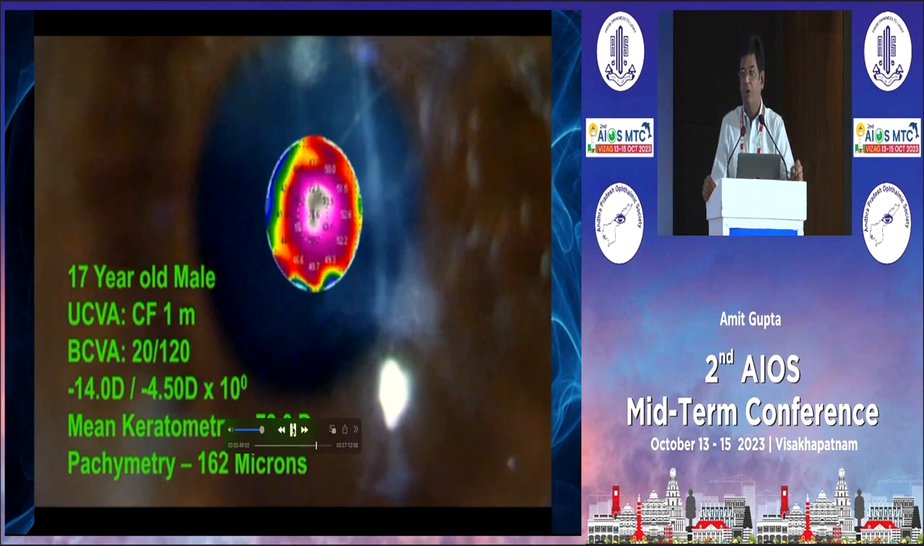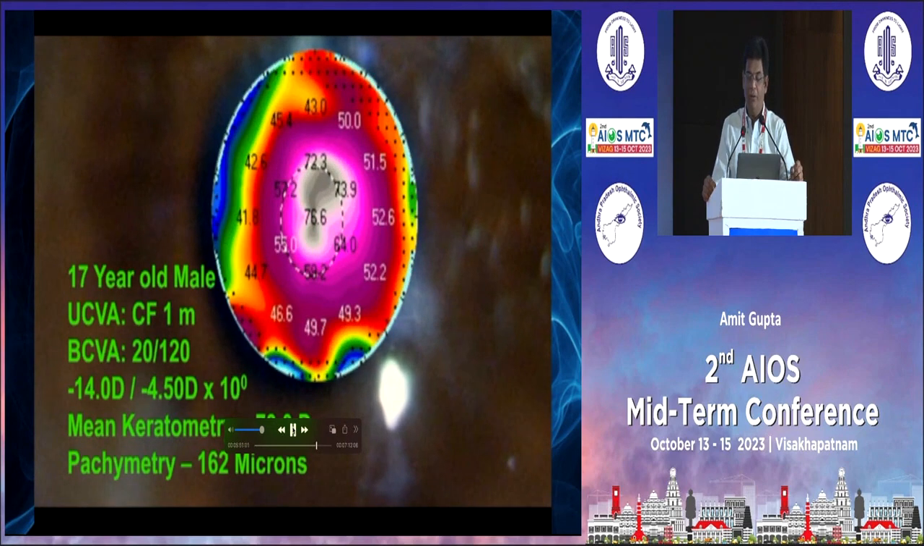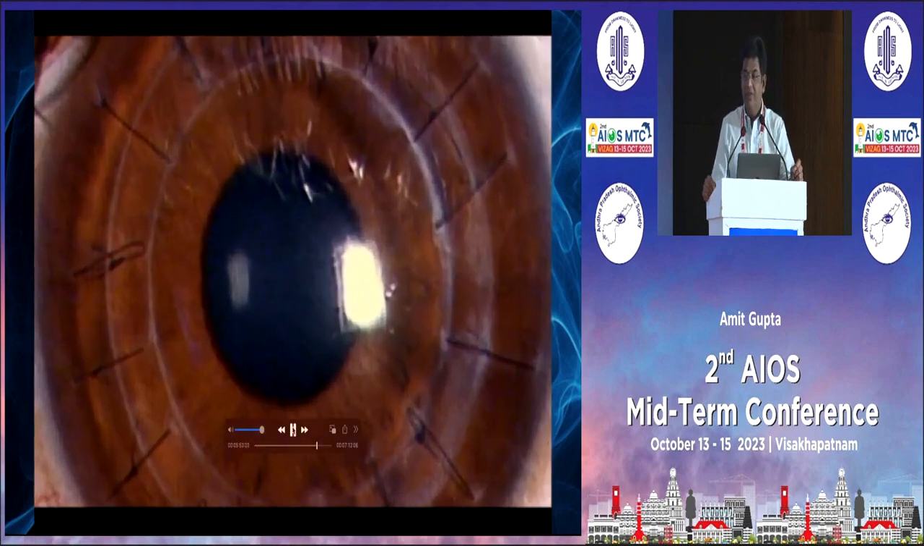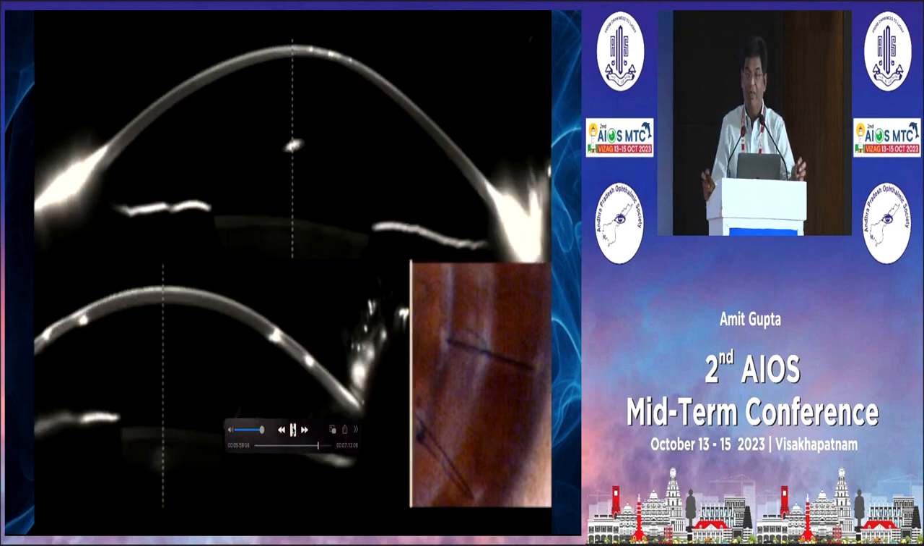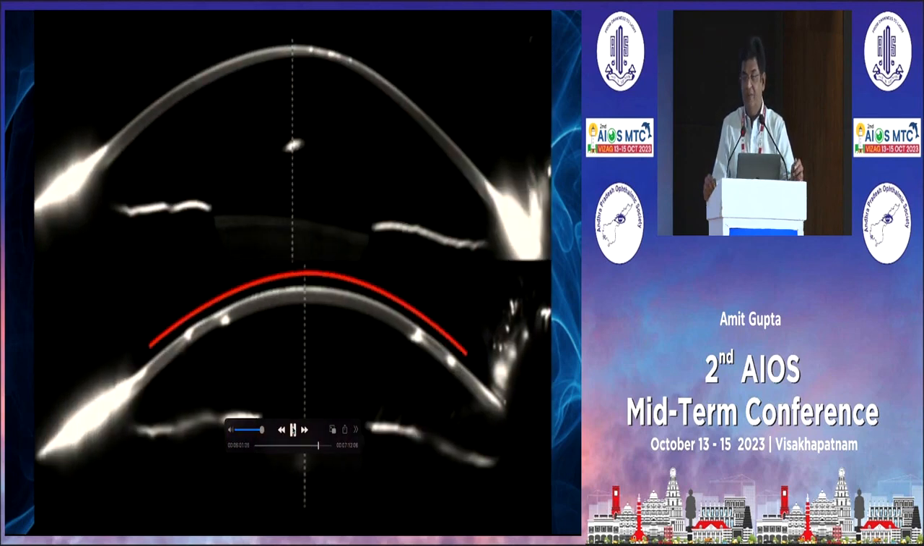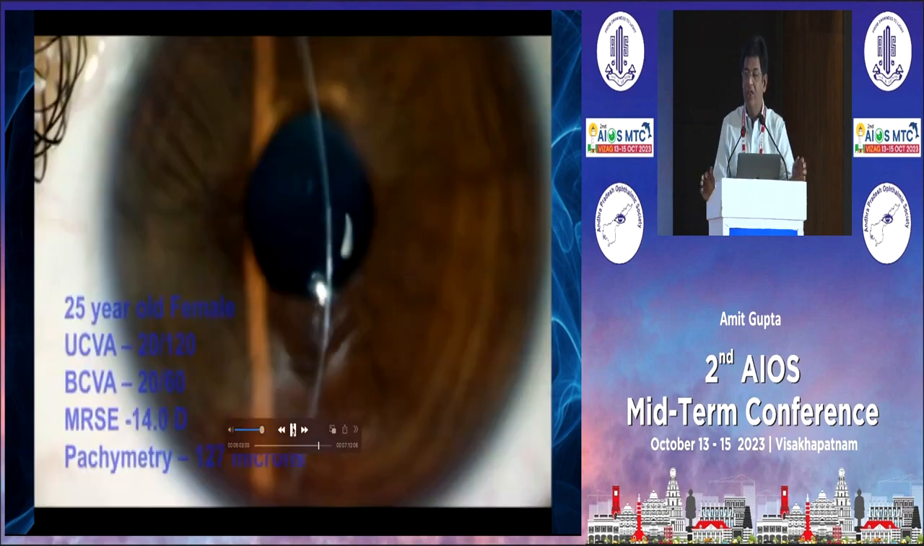Similarly, in a post-hydrops eye, we can see the scar of the hydrops also, again a 76 micron cornea, and we can see that post-operatively the patient is just having minus 3 with minus 3.5 cylinder. And if the pachymetry allows, we can even polish it and improve the vision using a topo-guided PRK or something like that. Similarly, a 127 micron cornea, a very, very thin cornea.